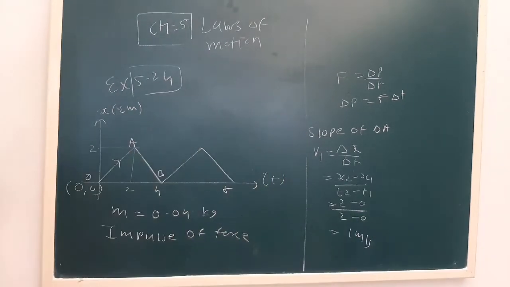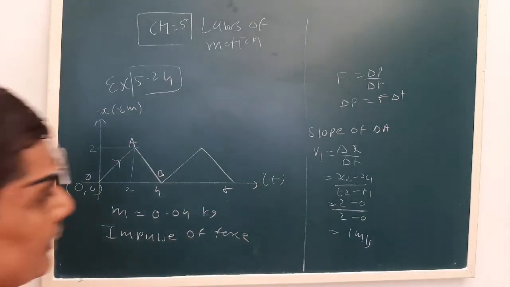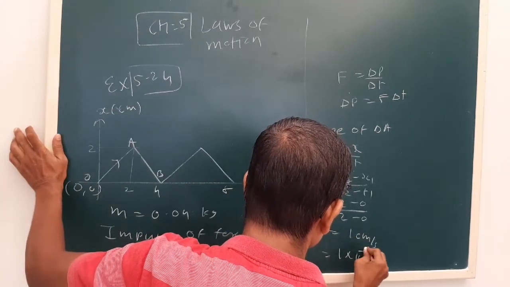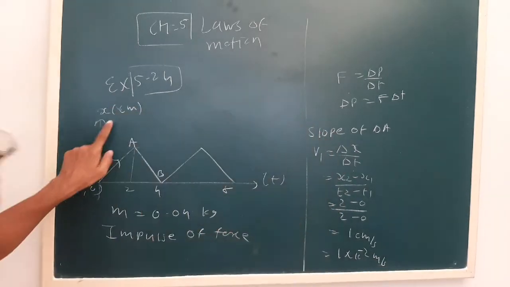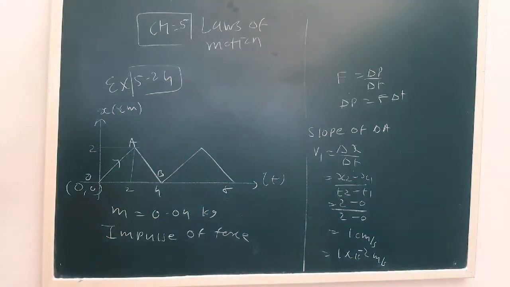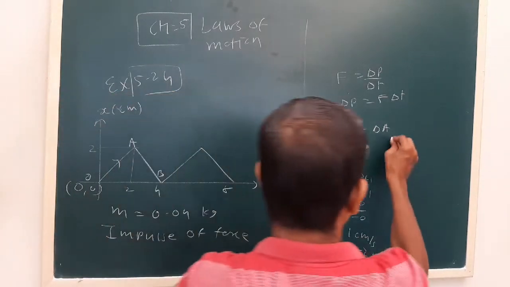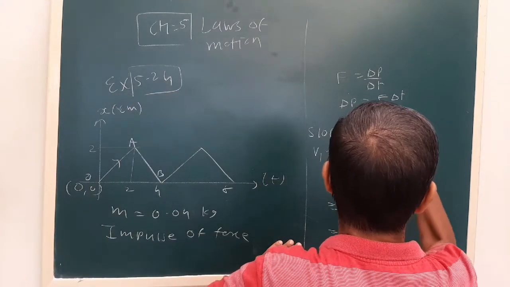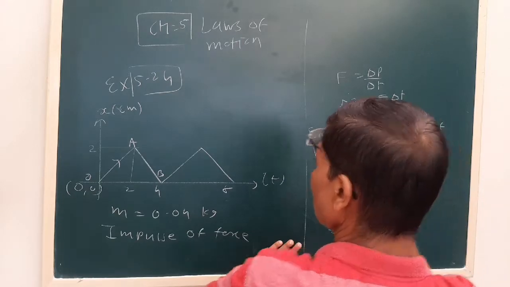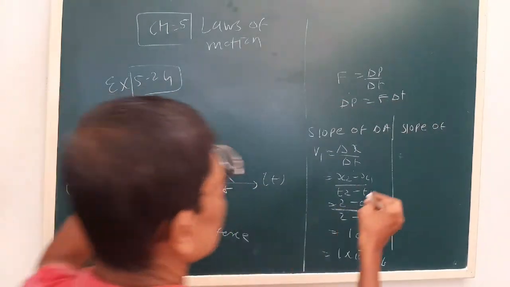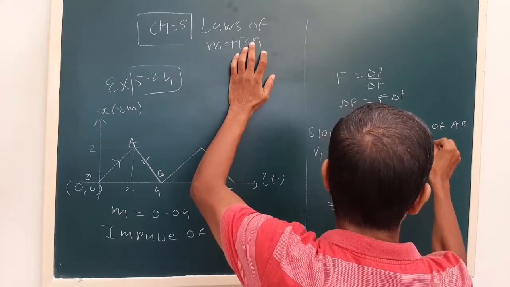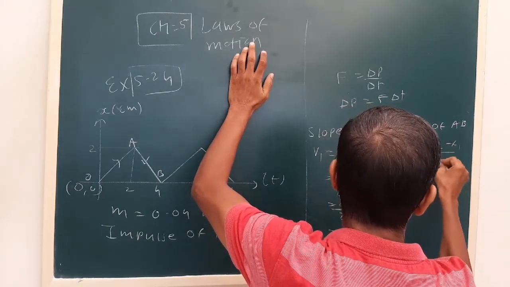So slope we can say 1 centimeter per second, that is 1 into... why? Here x is in centimeters, so we should write centimeter per second, so we have converted to MKS. Now similarly V2 is the slope of AB, that is V2 equals x2 minus x1 upon.